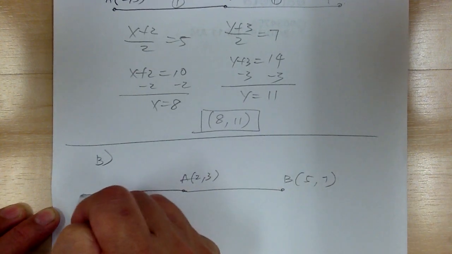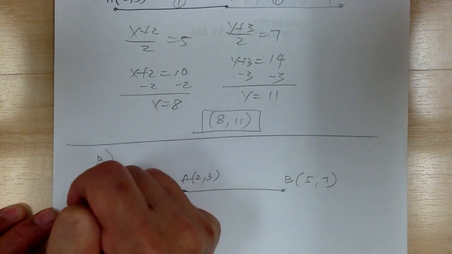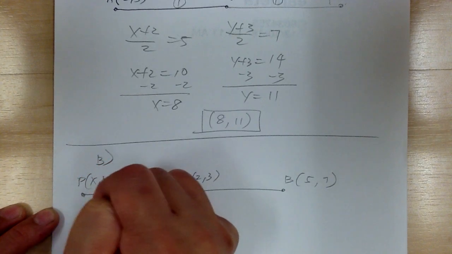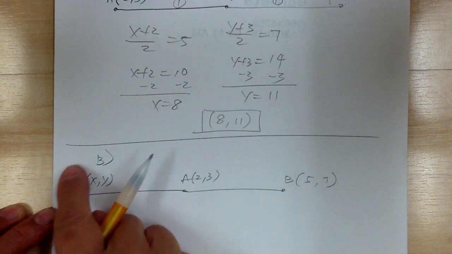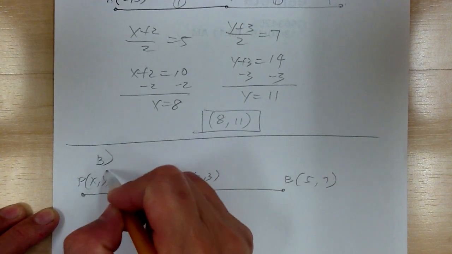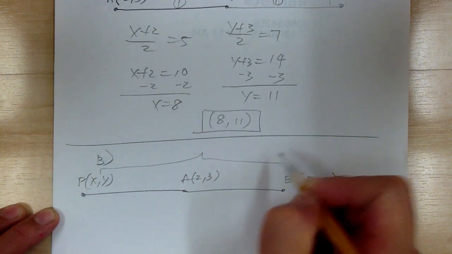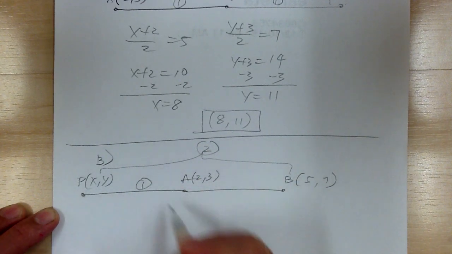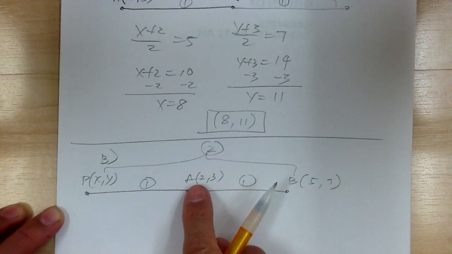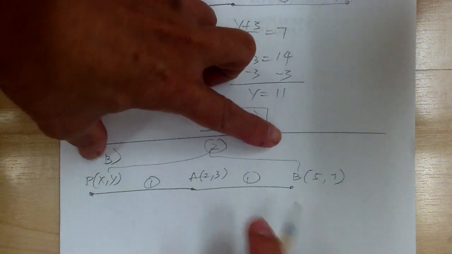So it's extended this way now. So here's the point P, so that P is twice as far from B as from A. Okay. So this is twice as far from B as it is from A. So again, in this case, A is your midpoint, so you can use your midpoint formula.